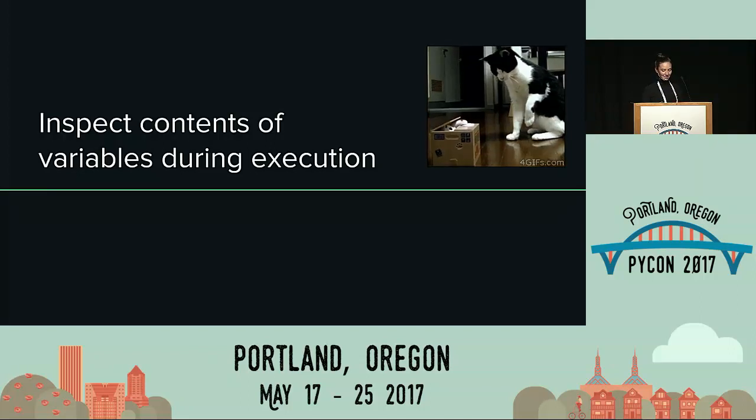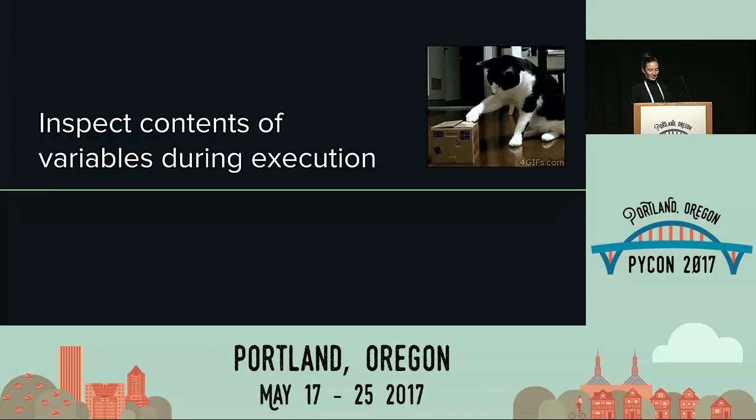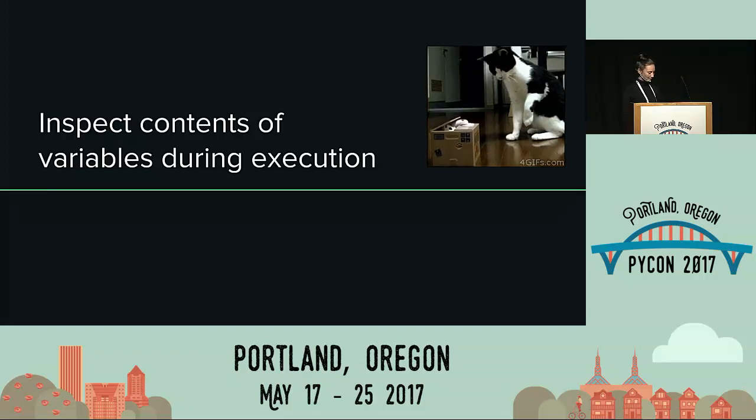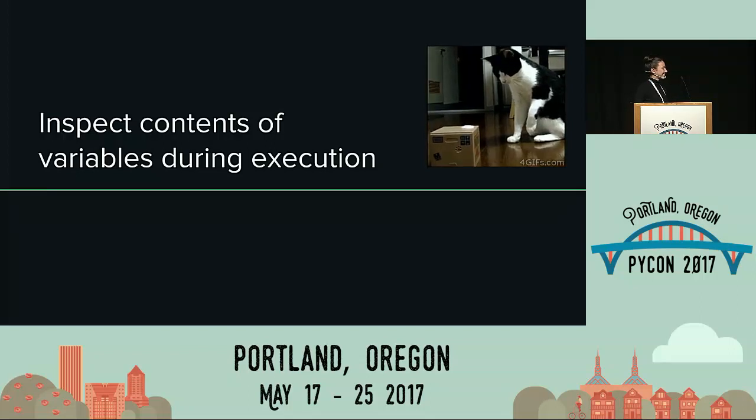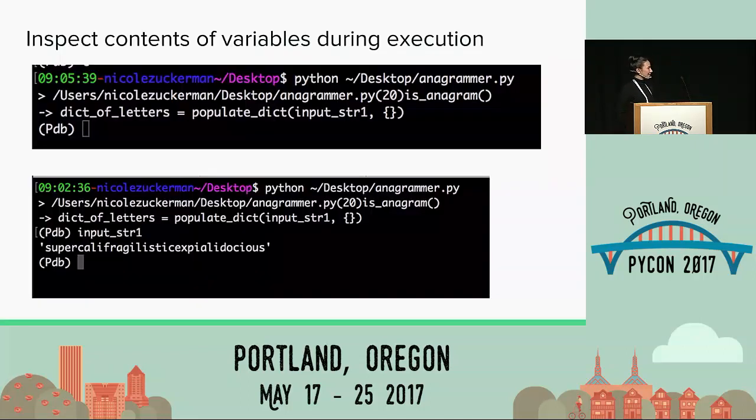So, task number 1, this is good stuff. First up, inspecting contents of variables during execution. So I'm running this program from command line, and you can see the prompt that shows execution paused at this line, that (Pdb) in parens. So now we can type the name of a variable that's already assigned, like input_string_1. We can't do that with dict_of_letters yet, because that line hasn't been executed.